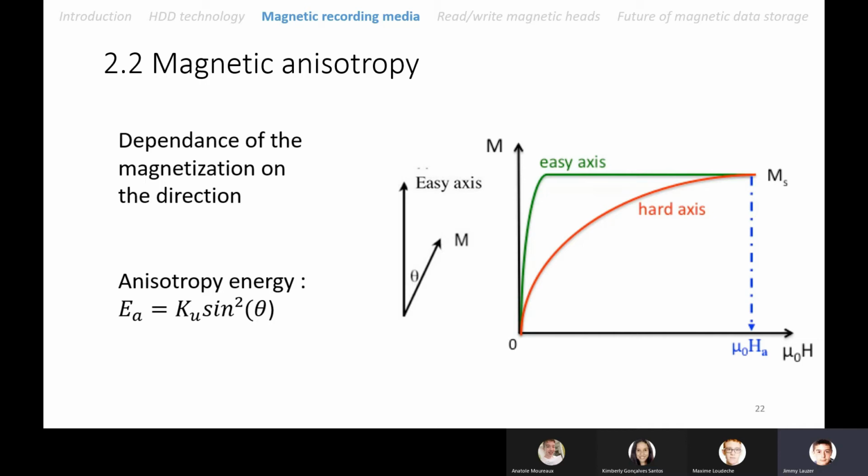The existence of an easy axis of magnetization implies that there is also a hard axis of magnetization. This can be seen on the graph depicting a uniaxial magnetic anisotropy, where the hard axis will need a much bigger external magnetic field to obtain the same magnitude of magnetization compared to the easy axis.